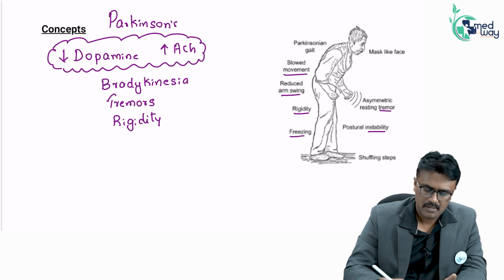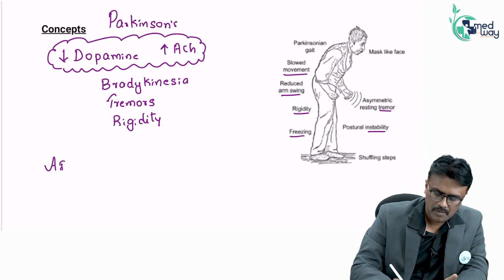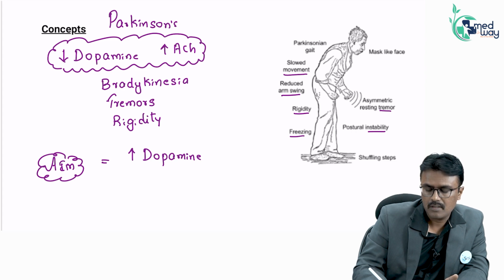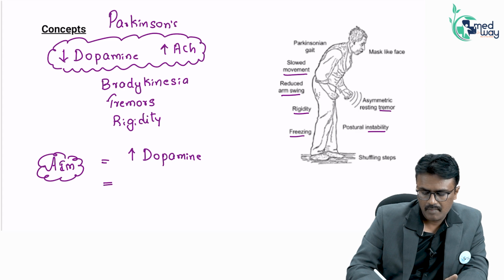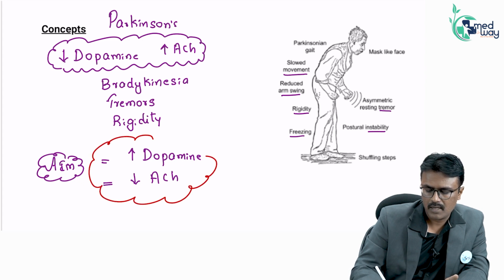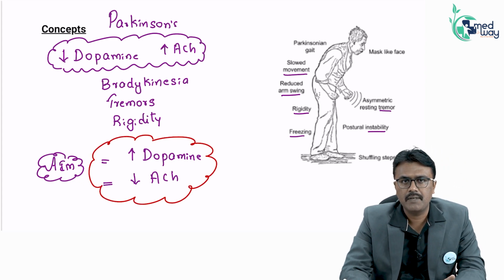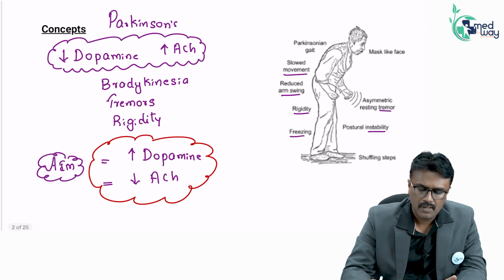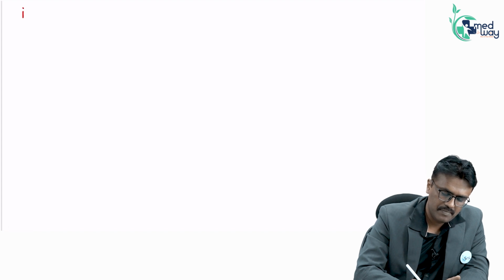So if I want to treat, what is the aim of treatment? Obviously, the dopamine is less, so increase the activity of dopamine. The primary aim is to increase the dopamine. Another aim is to decrease acetylcholine. So when we treat Parkinson's disease, the two aims are to increase the activity of dopamine and to decrease the acetylcholine activity. Now, first of all, let us do the first aim, increasing the activity of dopamine.